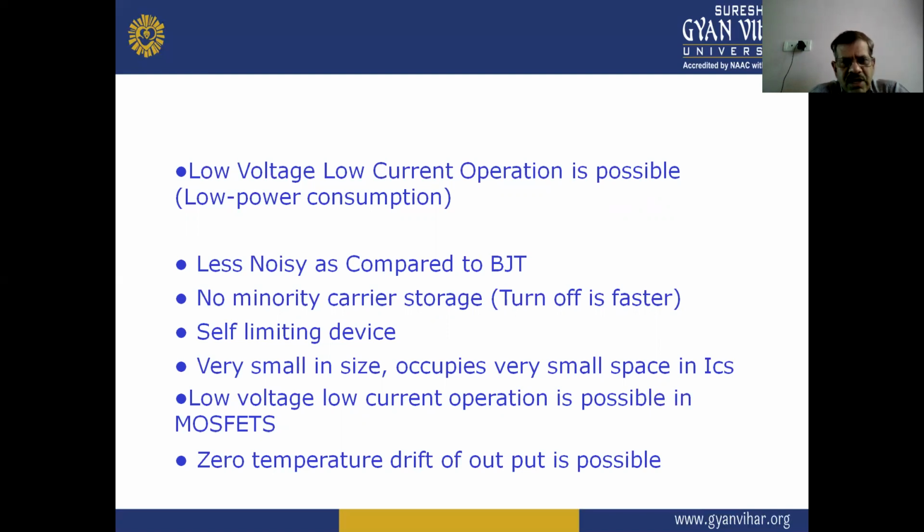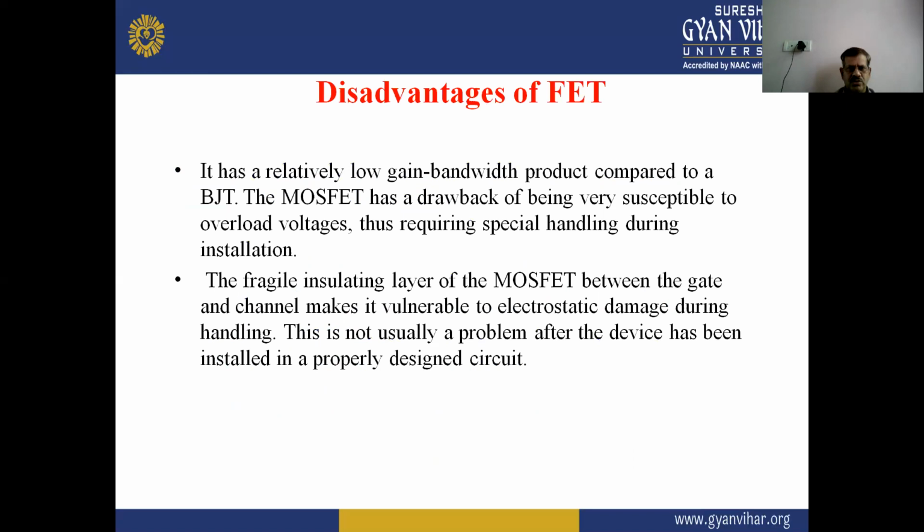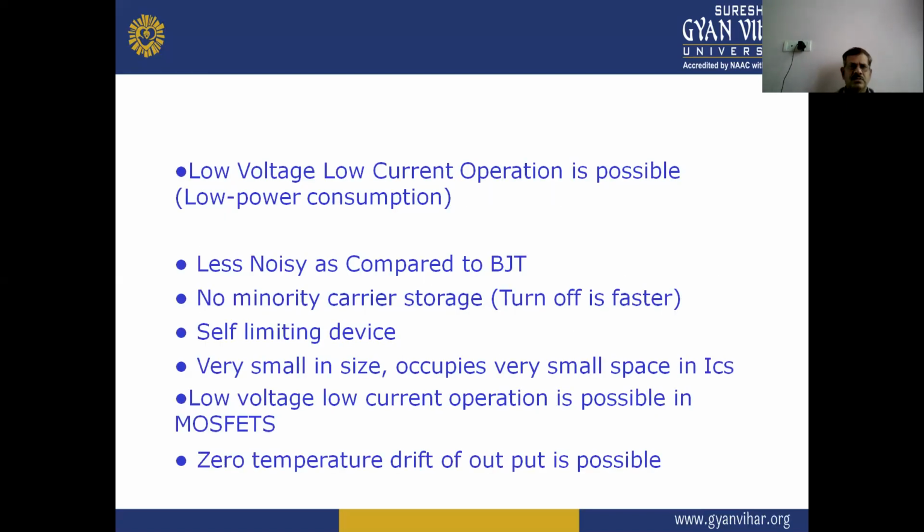In FET there is no minority carrier storage, so turn off is faster. So this is a faster device as compared to BJT, and FET is very small in size, occupying very small space in an IC. So low voltage, low current operation is possible in the MOSFET device. And also zero temperature drift of output is possible in the FET. So these are some advantages of FET as compared to BJT.